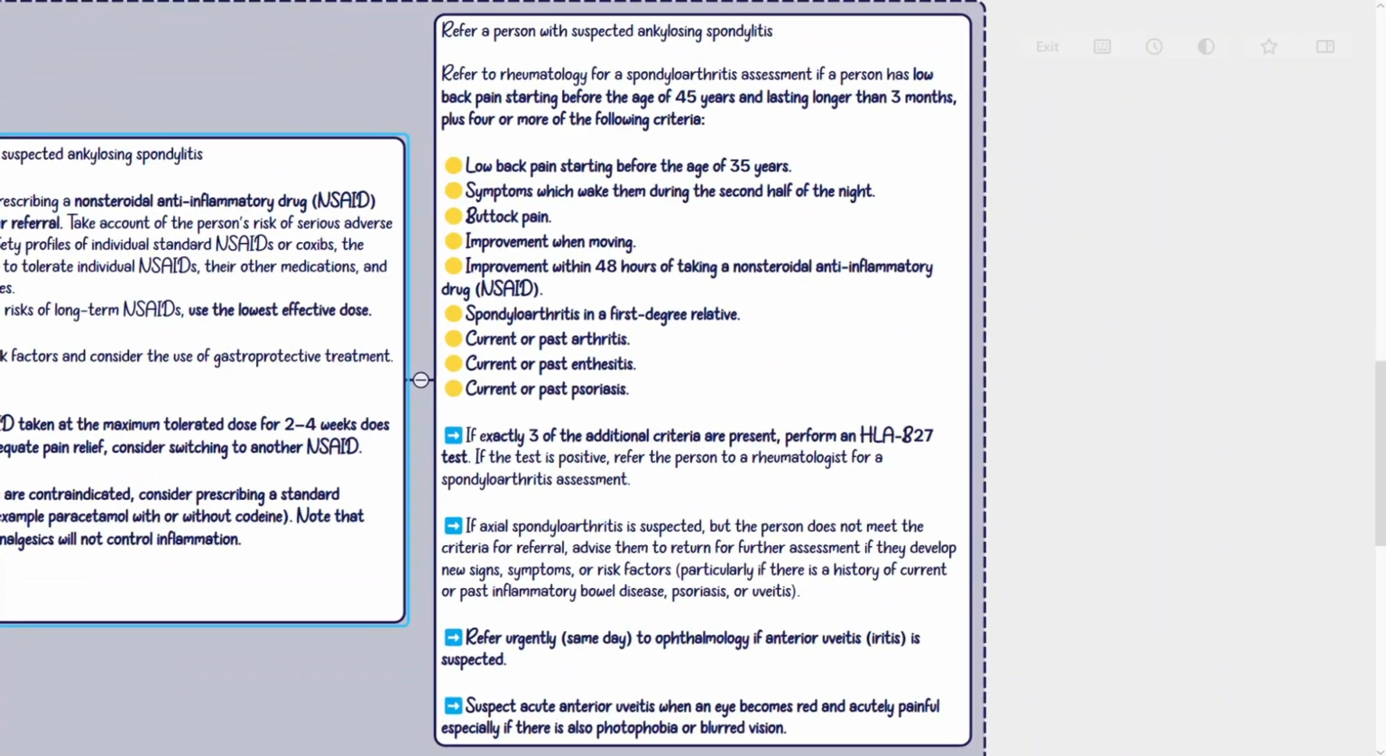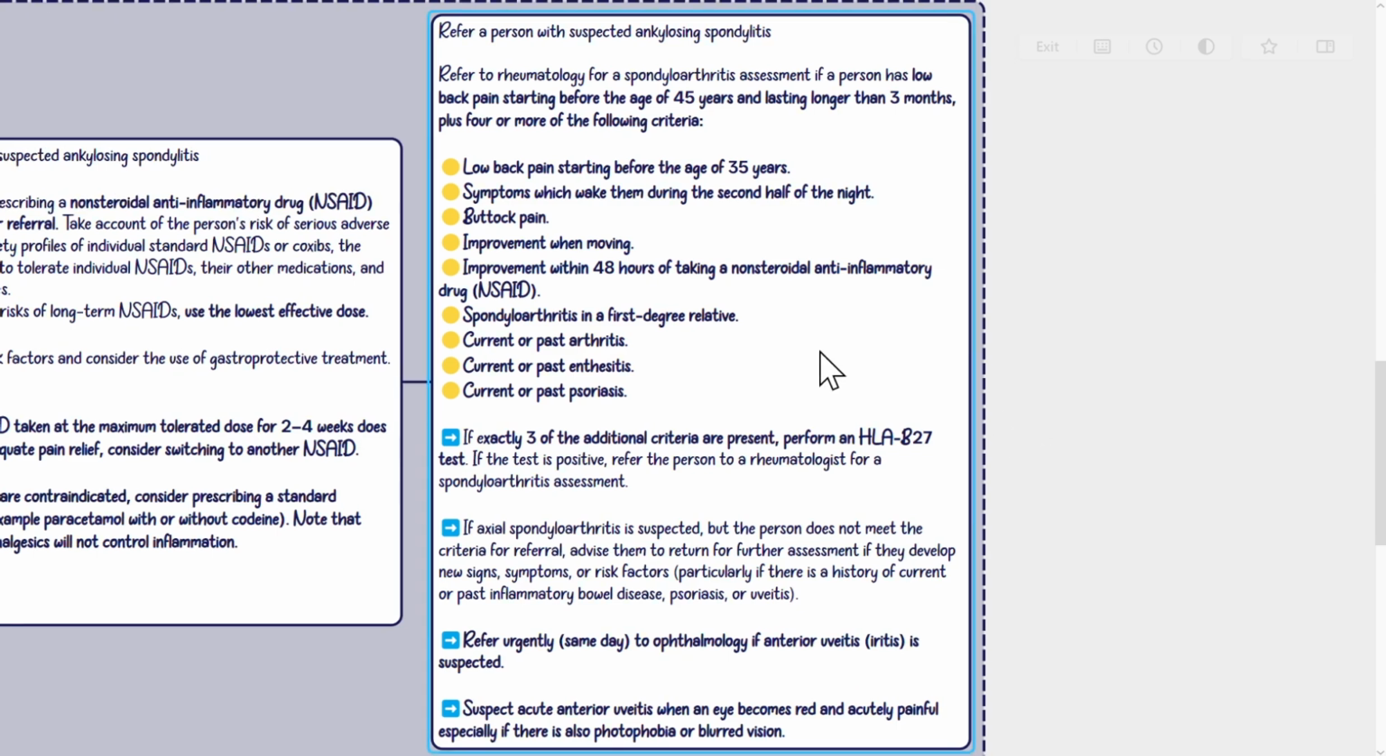Refer a person with suspected ankylosing spondylitis. Refer to rheumatology for a spondyloarthritis assessment if a person has low back pain starting before the age of 45 years and lasting longer than 3 months, plus 4 or more of the following criteria. Low back pain starting before the age of 35 years. Symptoms which wake them during the second half of the night. Buttock pain. Improvement when moving.